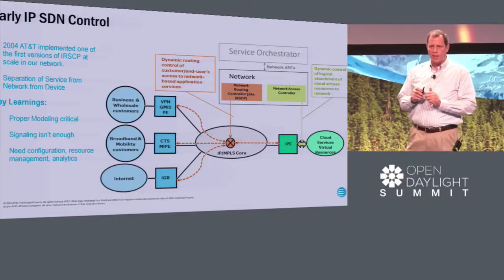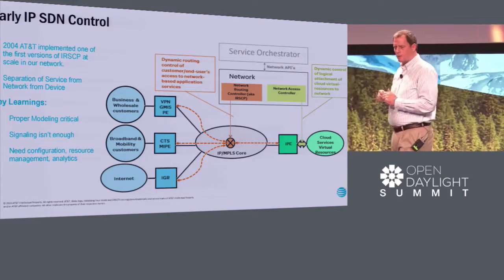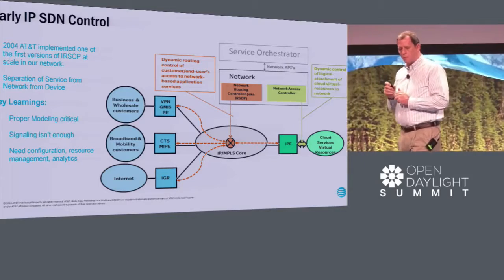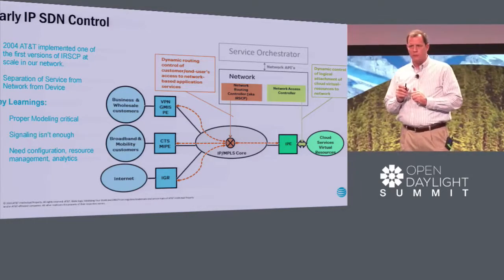We had some key learnings that came out from that because we ran this at scale in our network for many years. And one of them was proper modeling is critical, right? So that abstraction layer is very important. And signaling, while necessary, is not sufficient. You have to be able to think about things like configuration, resource management, and analytics.